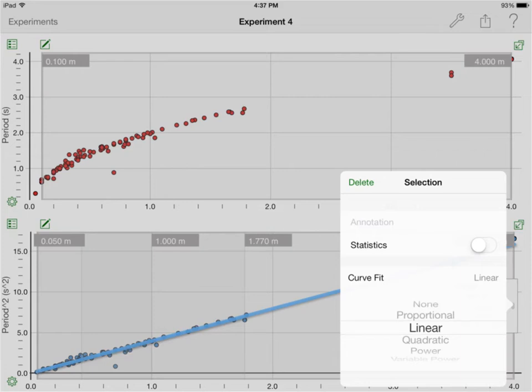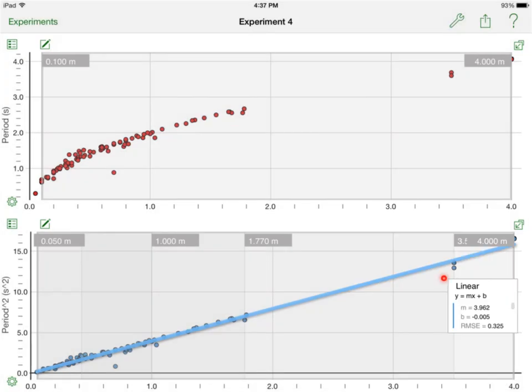When I highlighted all of my data and I tapped, this selection option opened up for me. And I came down to the curve fit and said, well, this is a linear curve. So I scrolled down to where it said linear. And when I tapped off of that, a straight line appeared. Not only did a straight line appear, but some information.